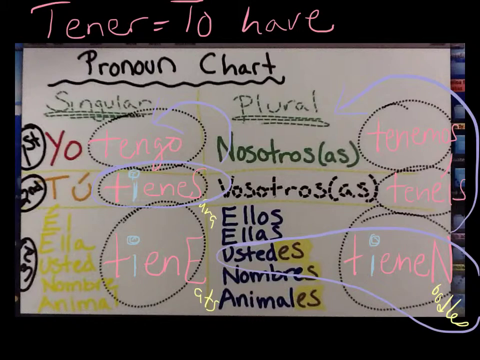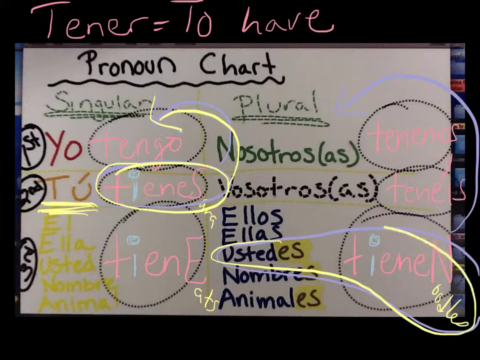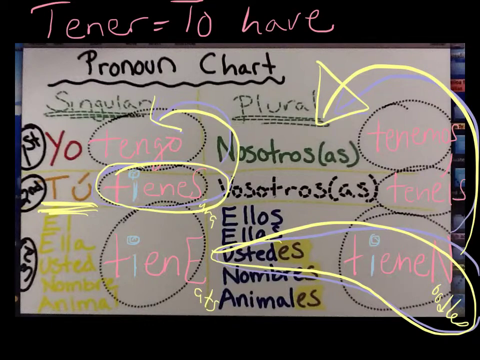Now again, if we look specifically at tener, if I were to say cuántos años tienes, I'm clearly talking to you, you would say yo tengo 11, 12, 13, or whatever años. Same thing if I said cuántos años tienen ustedes, you would say nosotros tenemos 11, 12, whatever años.